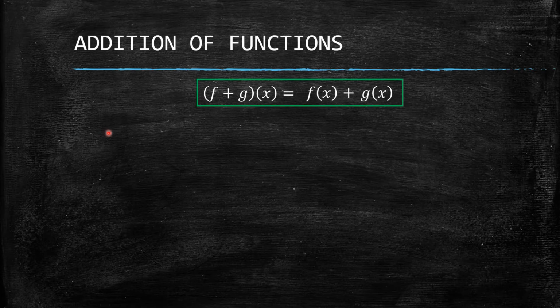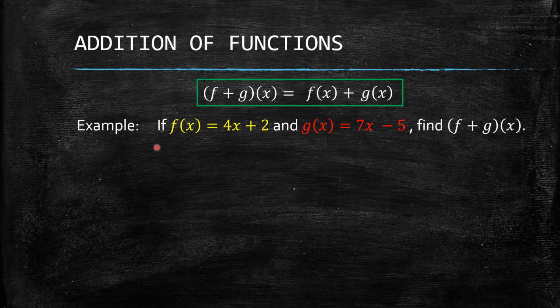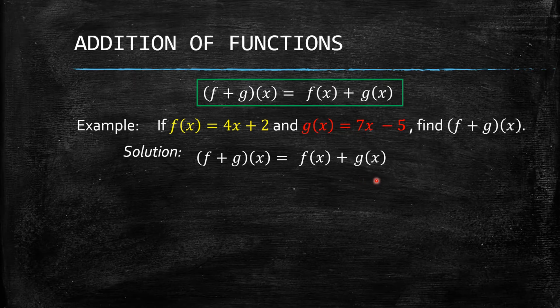Let's start with addition of functions, and we will use this formula. For example, if f of x is equal to 4x plus 2 and g of x is equal to 7x minus 5, find f plus g of x. To solve, we will have f plus g of x, that is just f of x plus g of x. That is our formula. Next is to substitute the values of f of x and g of x. For our f of x, we have 4x plus 2. And for our g of x, we will have 7x minus 5.